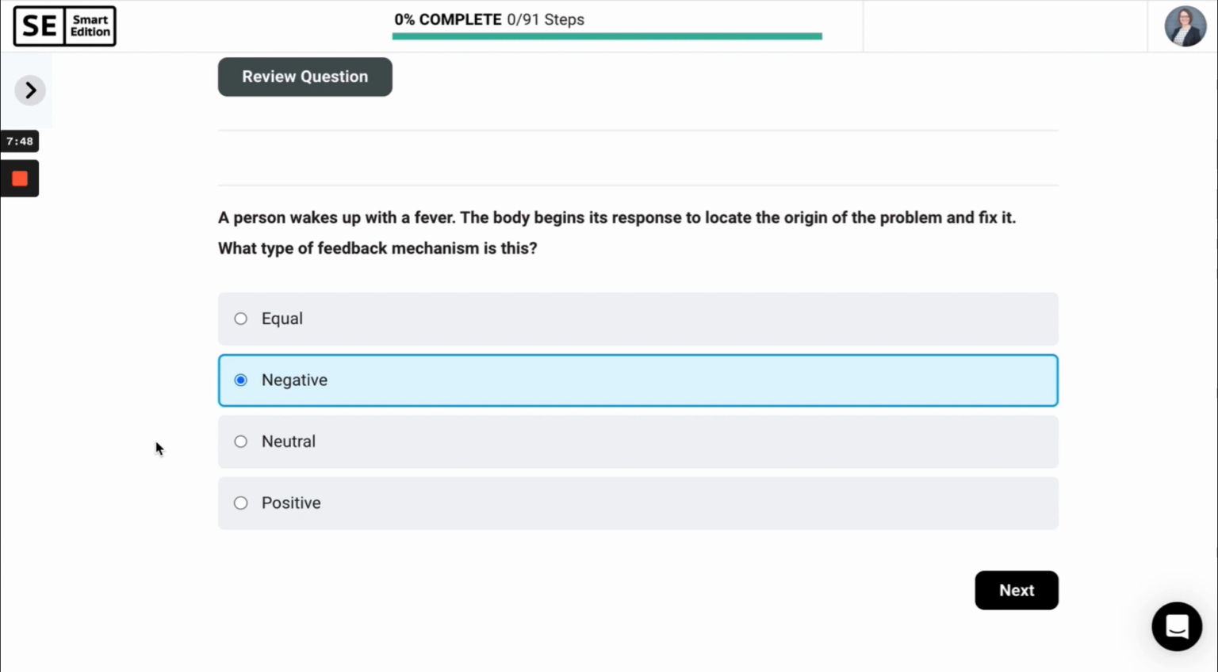Because this question tells us that the body is beginning its response to locate the origin of the problem and to fix it, we know that the negative feedback mechanism is in play because if you recall, the negative feedback mechanism means that any deviation from a set point, so your normothermia point, is made smaller or is resisted. So the body starting to regulate the temperature is an example of a negative feedback mechanism.